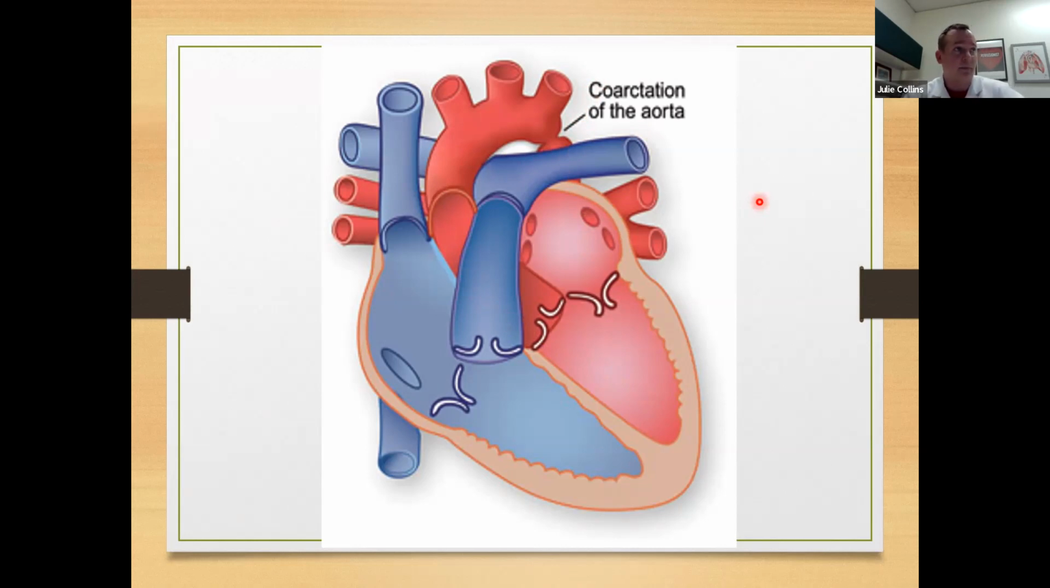So oftentimes coarcs are done off pump, where they clamp and they do a quick patch augmentation of the aorta and then take the clamps off. But sometimes if they feel that's going to be an extended time of lower body circ arrest, they will go on the heart-lung machine. Now you could do bicaval cannulation at any time. There's no rule saying you can't do it, but this is an instance where you could get away with a single right atrial cannula. You don't necessarily need to do bicaval cannulation on a coarc. Why is that?